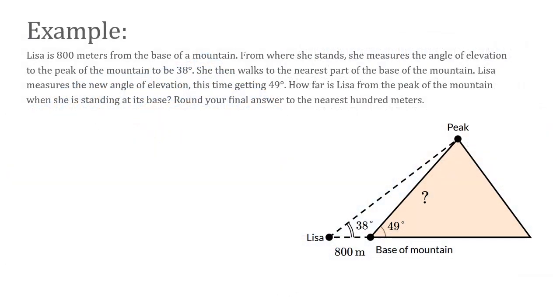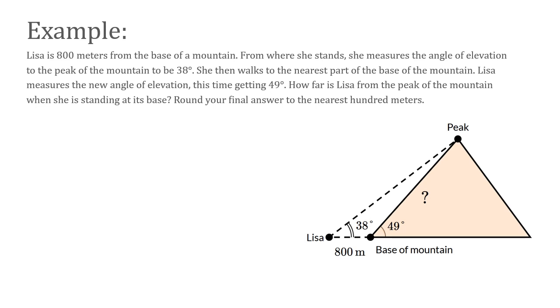Lisa is 800 meters from the base of a mountain. From where she stands, she measures the angle of elevation to the peak of the mountain to be 38 degrees. She then walks to the nearest part of the base of the mountain. Lisa measures the new angle of elevation, this time getting 49 degrees. How far is Lisa from the peak of the mountain when she's standing at its base? Round your final answer to the nearest 100 meters.